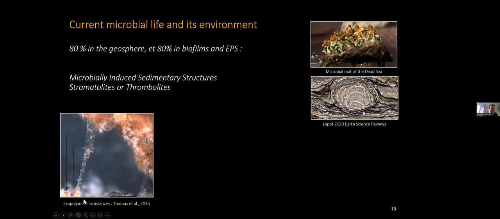EPS, they are exopolymeric substances. This is what it looks like. It's this slimy texture that you can find, for example, in microbial mats. And these are originally what is forming biofilms, and this is what you will find leading to stromatolites. So basically, they are some of the first traces of life we have on Earth, and in the sediment, they will form microbial-induced sedimentary structures or microbialites like stromatolites or thrombolites.